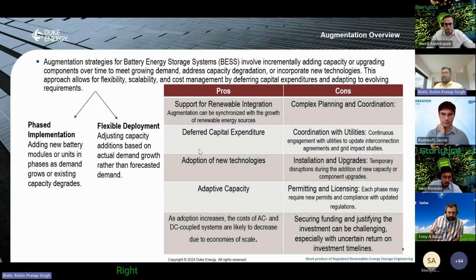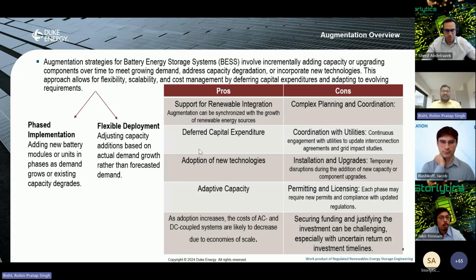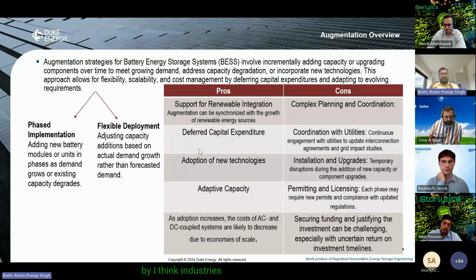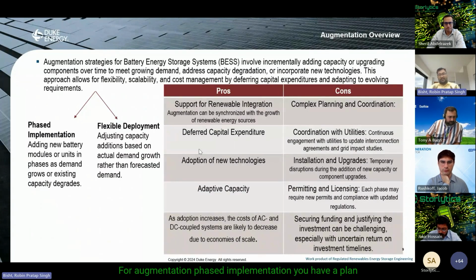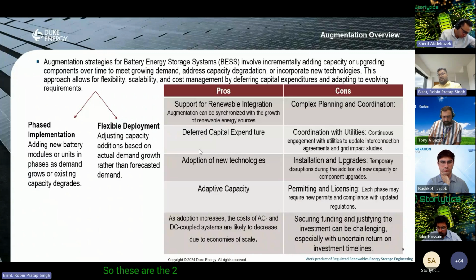The two that right now what we are focusing on and what we are seeing out there is phased implementation and flexible deployment. Flexible deployment is basically, I think, adopted by industries without significant capital. So flexible deployment suits their style of augmentation, where you adjust the capacity as needed. Phased implementation, you have a plan for different phases, as was presented previously. So these are the two, I think, more dominant augmentation strategies that we've seen out there and what vendors are proposing.